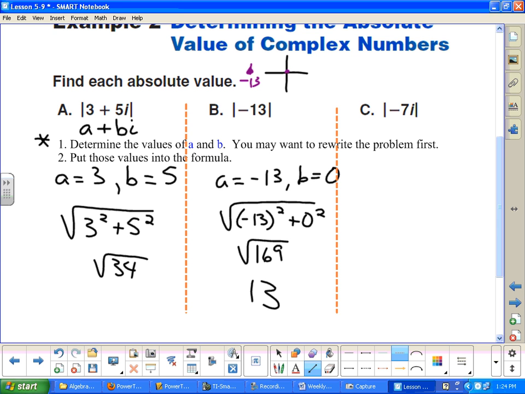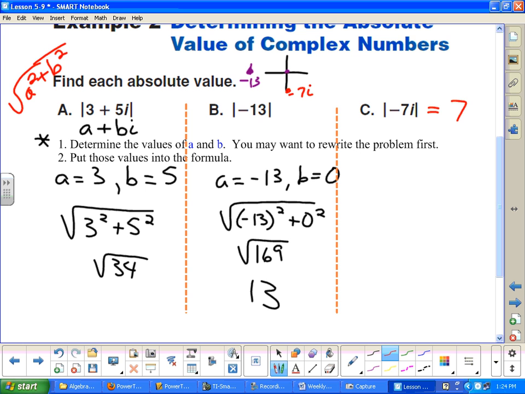For letter C, where's negative 7i on the graph? It's down here, right? Down here at negative 7i. How far is that from the origin? 7. So this answer here is 7. But anytime it's in the form a plus bi, if you have values for a and b, you've got to use the formula square root of a squared plus b squared to find the absolute value.